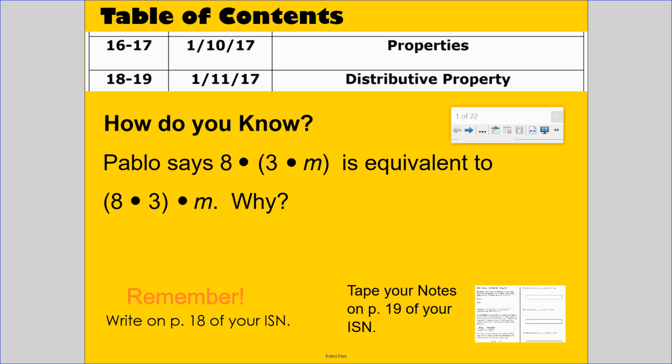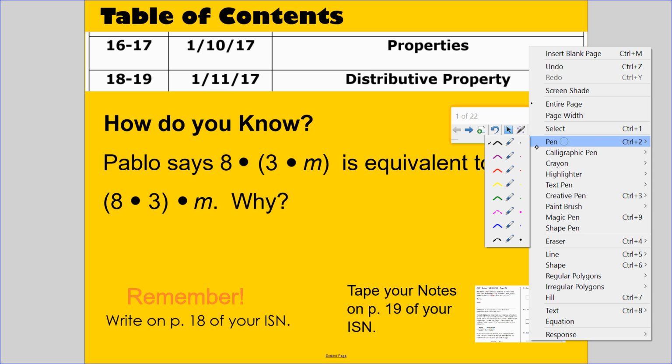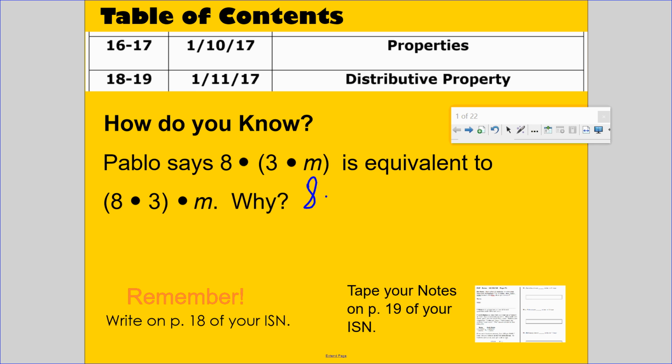So 8 times 3 times m. Is there another way to say that? That is saying 8 times 3m. And what's 8 times 3? 24m. On this side, 8 times 3 is 24 times m. Is 24 times m equivalent to 24m?